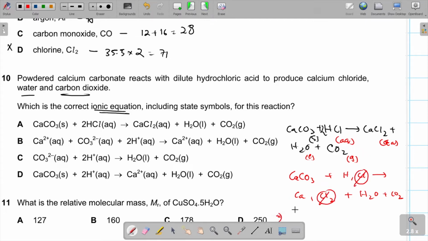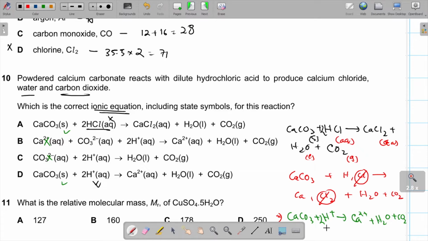So what is our final equation that we are getting? The final equation is going to be calcium carbonate plus 2H+ gives Ca2+ plus H2O plus CO2. So let's go ahead and see. This one and this one is correct, so we can omit these two. And as you can see, this one is incorrect and this one is correct, since we have found out that we have an H plus group over here. So the answer for number 10 is going to be D.